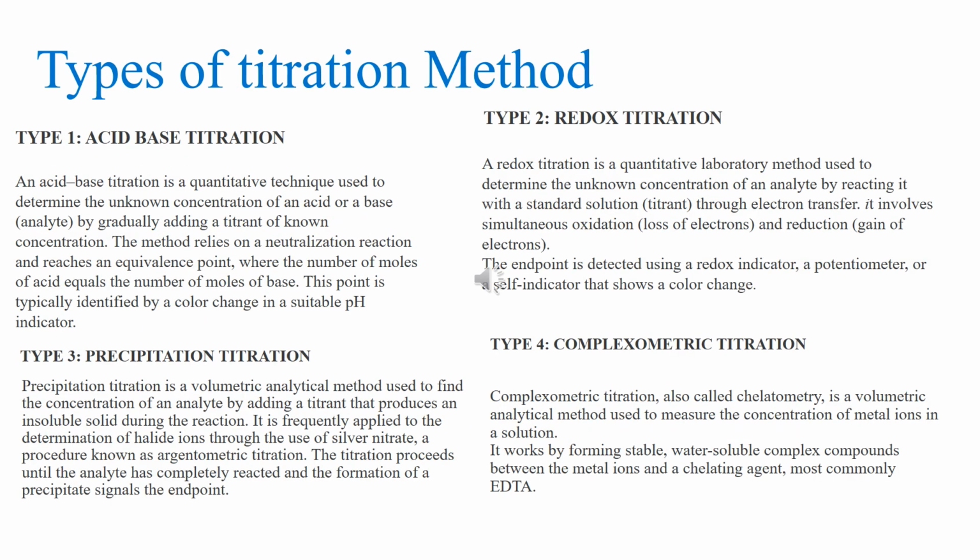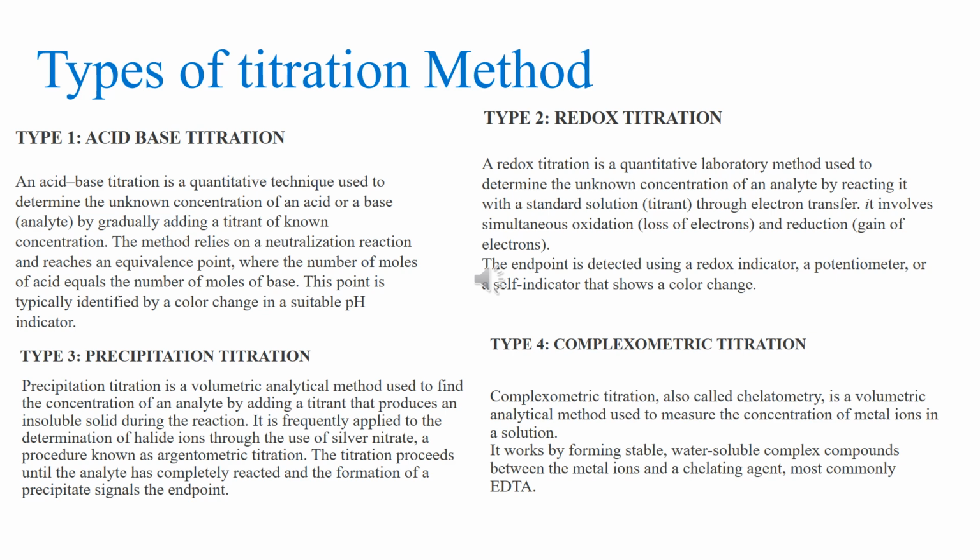There are four different types of titration methods. The first one is acid-base titration. In this type of titration, the titrant may be an acid or a base, and the analyte will be its opposite, acid or base. In this type of titration, the endpoint is indicated by the change in the pH or the change in the color of the solution. When the neutralization reaction occurs, the acid and base become neutralized and salt is formed.